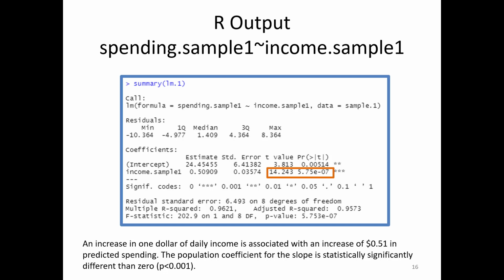So bringing it all together, our estimate suggests that an increase in $1 of daily income is associated with an increase of 51 cents in predicted spending. Right? That is our estimate of the line that we got through ordinary least squares. Then our inference, or our test of significance, says that the population coefficient for the slope is statistically significantly different than 0. And we report our p-value, p less than 0.001. We could also include the t if we wanted.